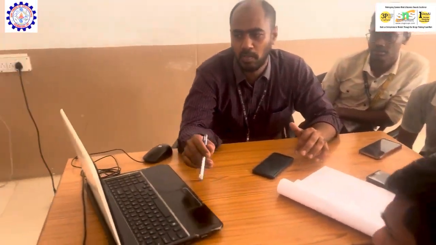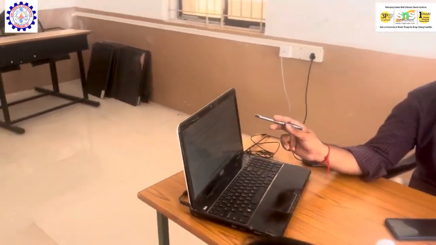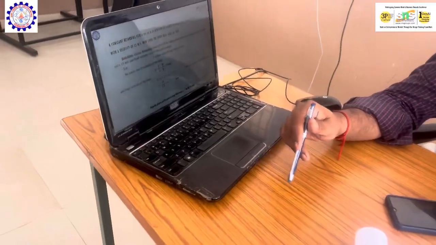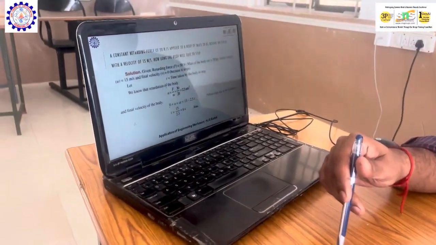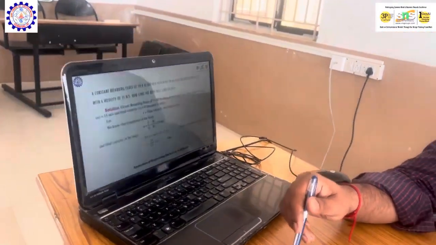Just look at this problem. A constant retarding force of 50 Newton is applied to a body of mass 20 kg moving initially with a velocity of 15 meter per second. How long will the body take to stop? Just we can work out and give the answer.